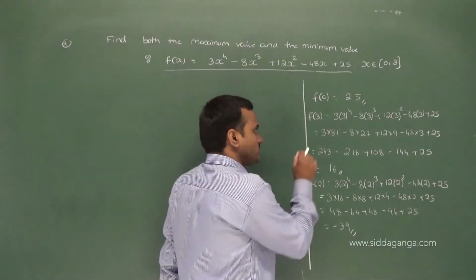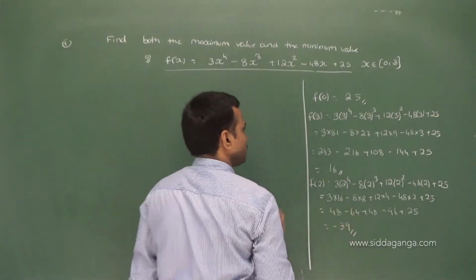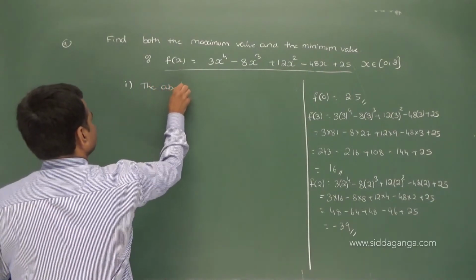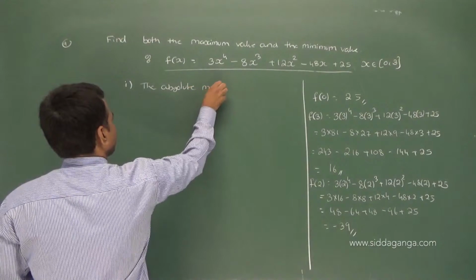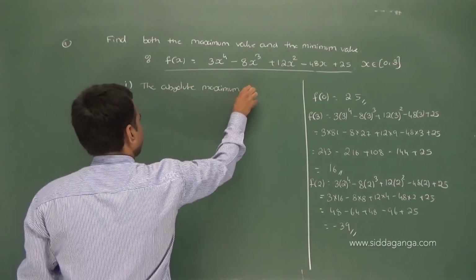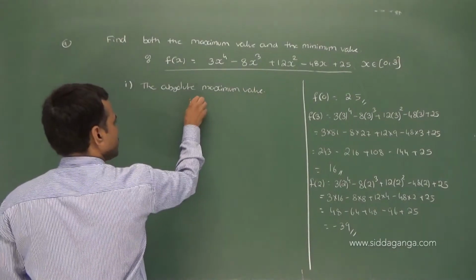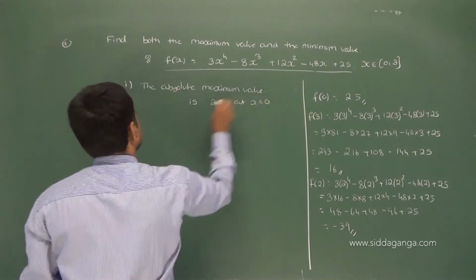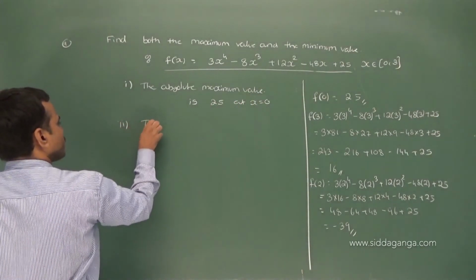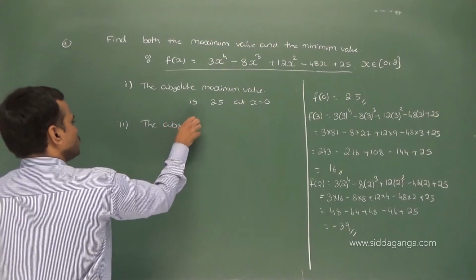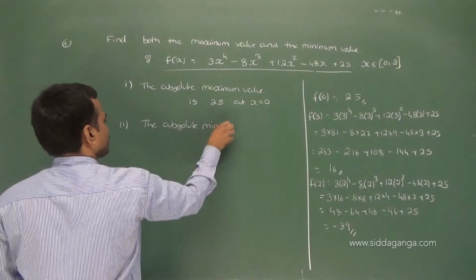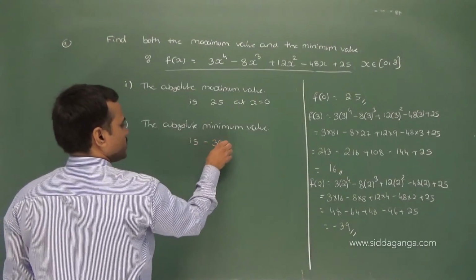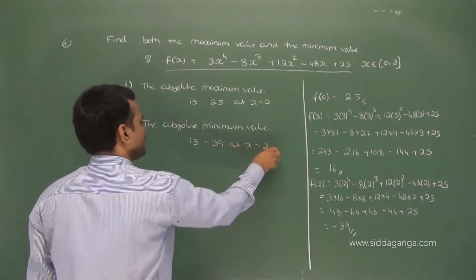So the absolute maximum value is 25, and the absolute minimum value is minus 39. First one: the absolute maximum value is 25 at x equal to 0. The absolute minimum value is minus 39 at x equal to 2.